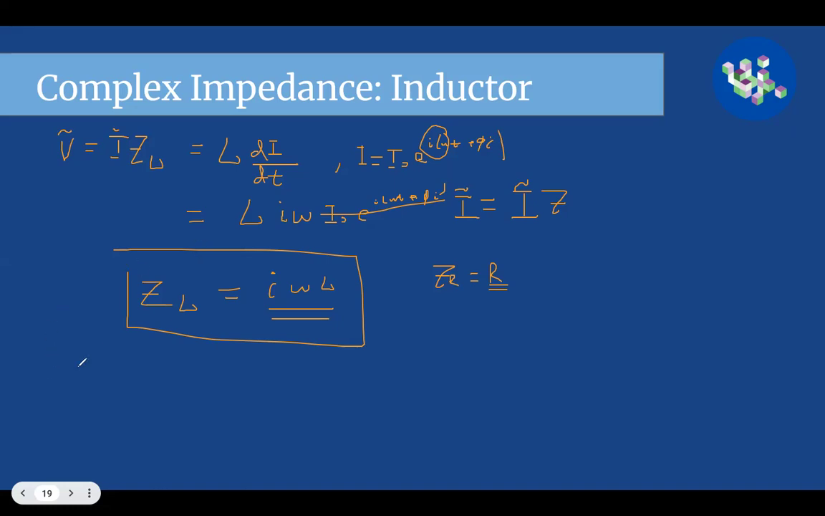So for example, if I know that this is my I, my I is a function of time, well then I'll know that my voltage as a function of time, that's my current, and then times my complex impedance. So it's equal to I0 times omega L and times I times e to the I omega t.